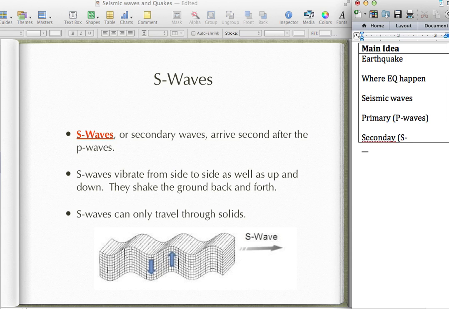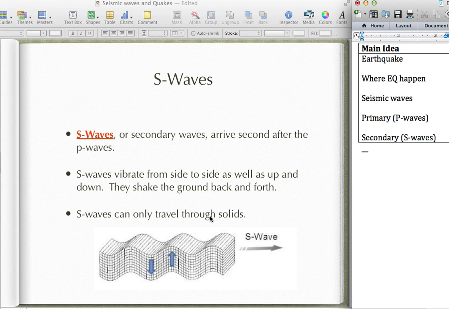Our next type is S wave, which stands for secondary waves. All right, they arrive second after the P waves. These cause more damage. They vibrate side to side or up and down. So S waves are side to side, like an S motion. Right? And so as the S wave moves by, it moves the ground up and down or side to side. But these can only travel through solids.